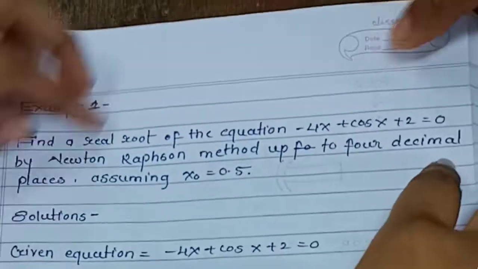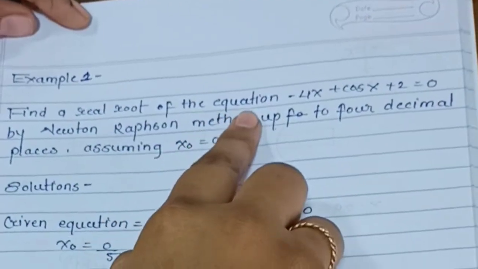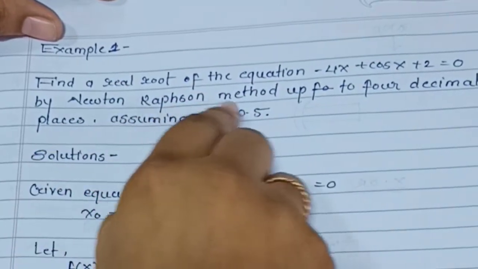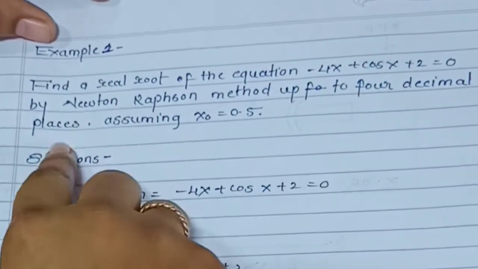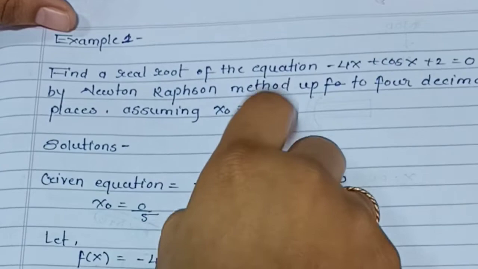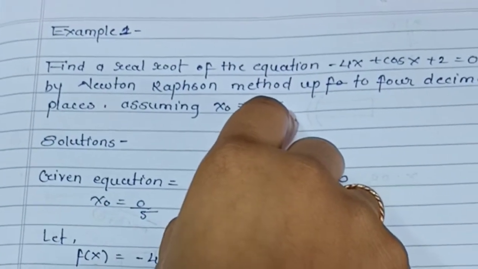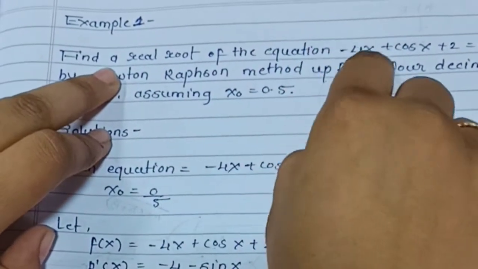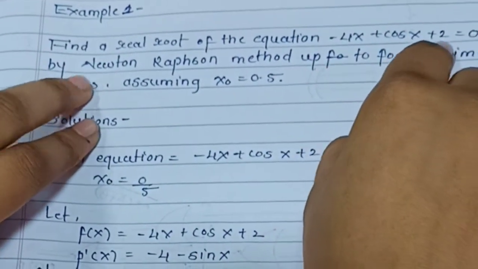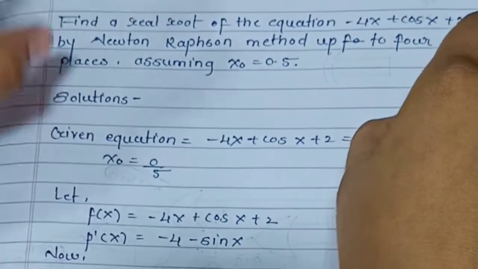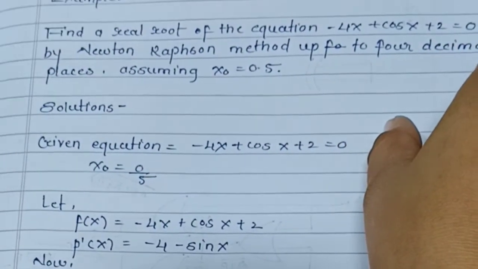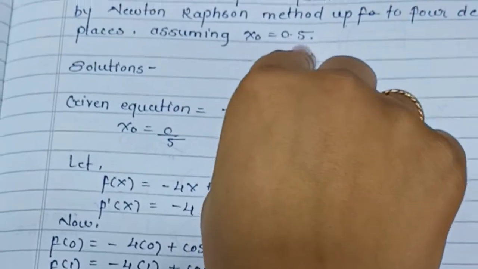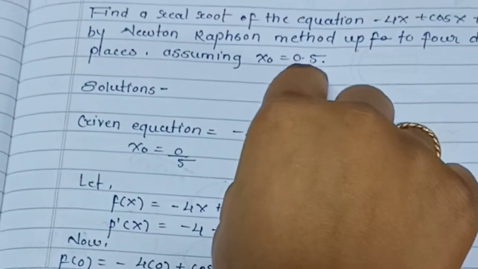So our example is: find the real root of the equation minus 4x plus cos x plus 2 equals 0 by Newton-Raphson method up to 4 decimal places, assuming x naught equals 0.5. So the question says find the real roots of the equation, that is minus 4x plus cos x plus 2 equals 0. We have to find it up to 4 decimal places, assuming x naught equals 0.5. So let's start with the solution.